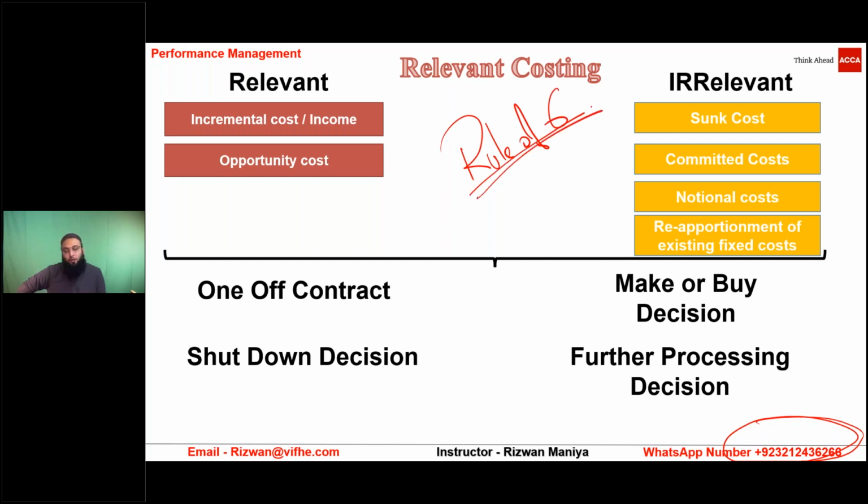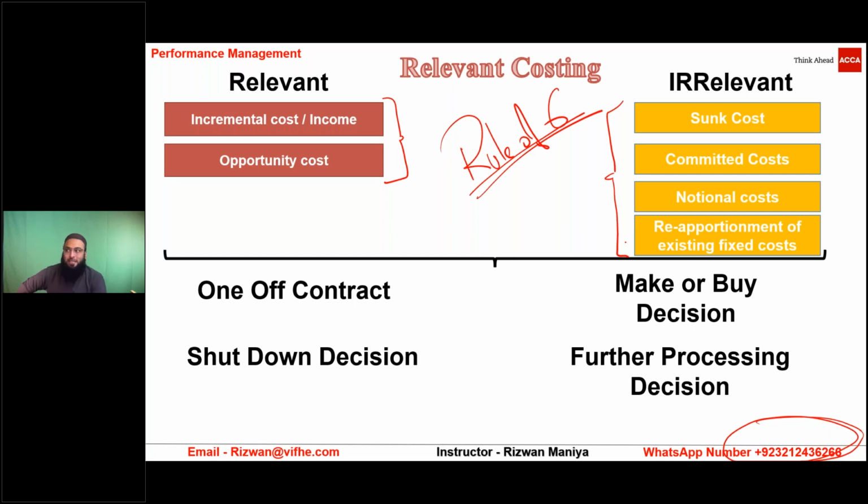So what's the rule of 6? There are two things that make a particular thing relevant for decision making, and 4 things that make a thing irrelevant, right? So the things that make a cost relevant for decision making are, first, incremental cost/revenue. Second is opportunity cost.